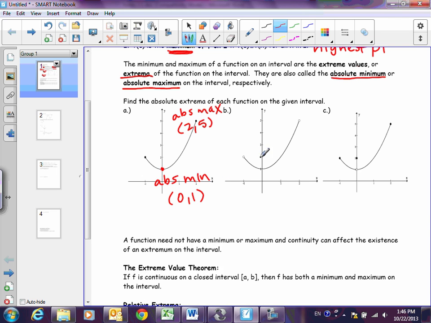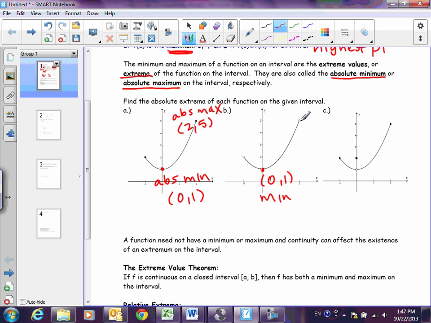And then we get to B, and this is now an open interval. A was called a closed interval because we included the endpoints. Now, in B, we have open endpoints. One of these two things will not be affected by this. Which one? The minimum. This is still 0, 1. It's still the absolute minimum.